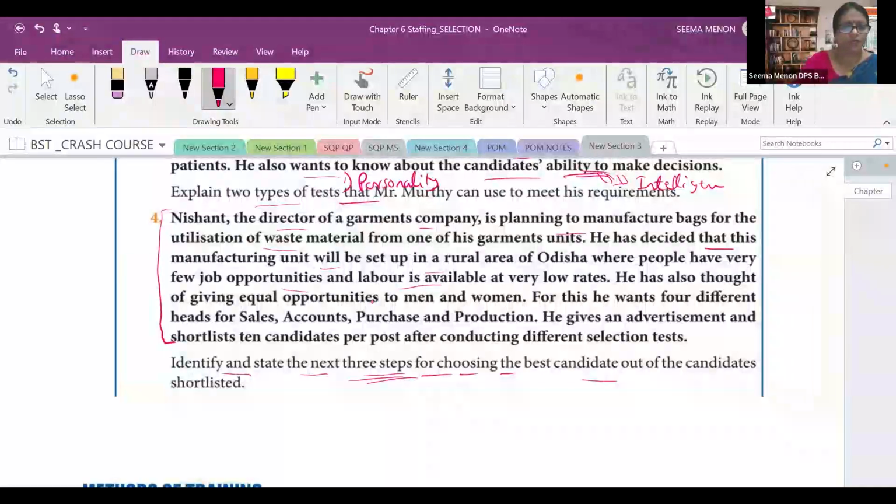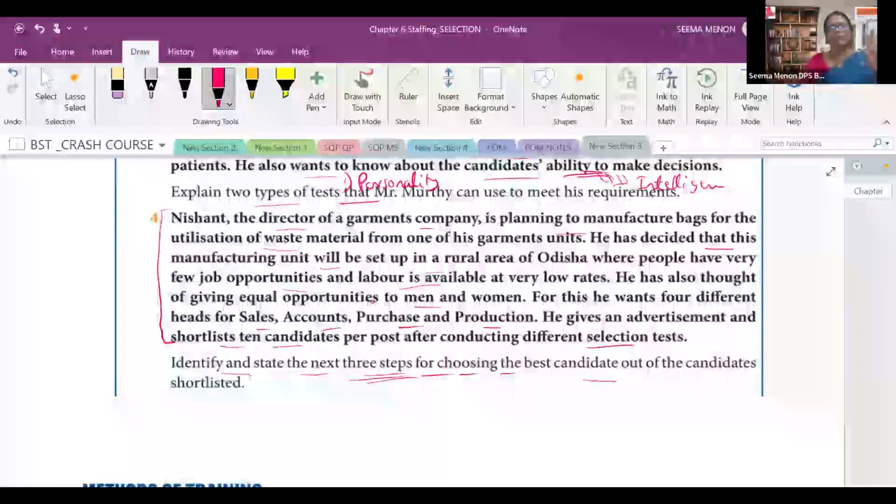He has also thought of giving equal opportunities to men and women. That is also another point. For this, he wants 4 different heads for sales, accounts, purchase, and production. There are 4 various departments. He gives an advertisement. What has he done? Advertisement. That is a part of recruitment, we know. And shortlist 10 candidates. Shortlisting means what is that coming? Preliminary screening per post after conducting different selection tests.